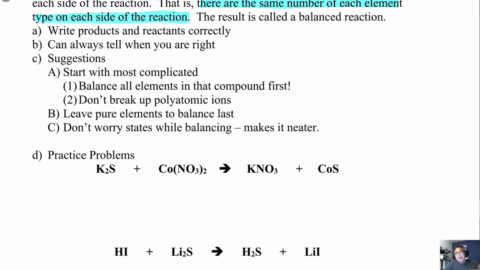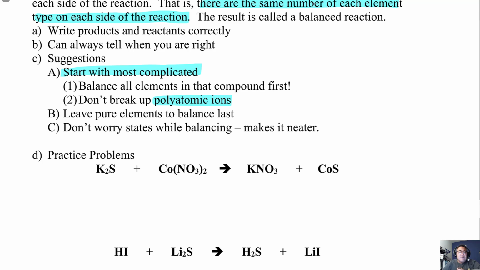And I always tell people one of the general ideas is just start with the most complicated thing in the reaction. Start with the most complicated, right? Don't break up polyatomic ions. So treat polyatomic ions as whole units. And then what we're going to do is take everything in that most complicated compound and balance it with everything on the other side of the equation.